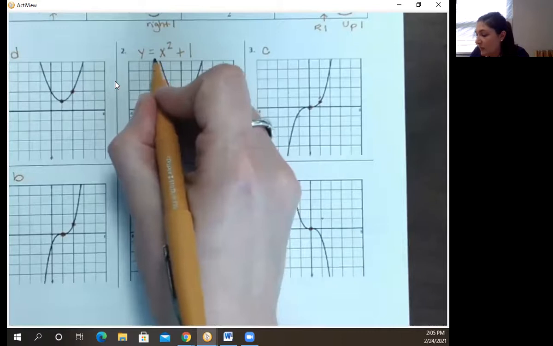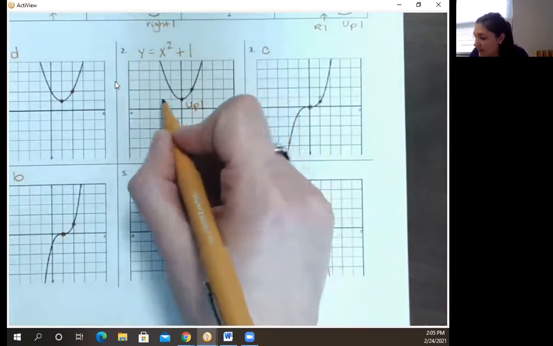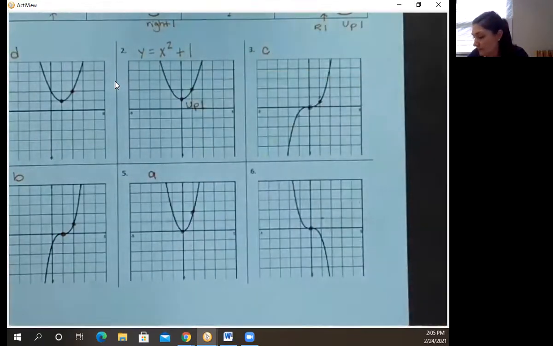Lead coefficient would stay as 1 because I haven't stretched or compressed. Nothing in parentheses with x because I didn't move left or right any. Just plus 1 at the end since we shifted up 1 unit.